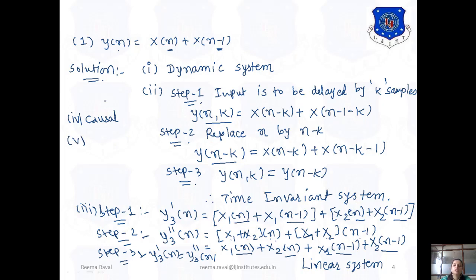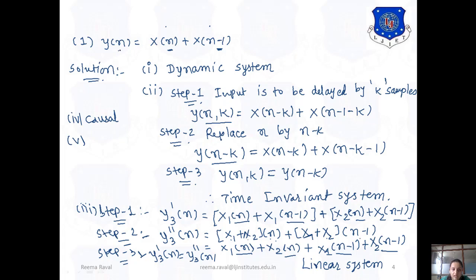And number 5, whether the system is stable or unstable, right? So in this system, what happens is, for any input values of n, if the output is a finite value, that means if it satisfies the condition of bounded input, bounded output, this system will be called a stable system. And if for any input values, the output will be infinite, that means for a finite value of the input signal, if the output becomes infinite, this will be an unstable system.